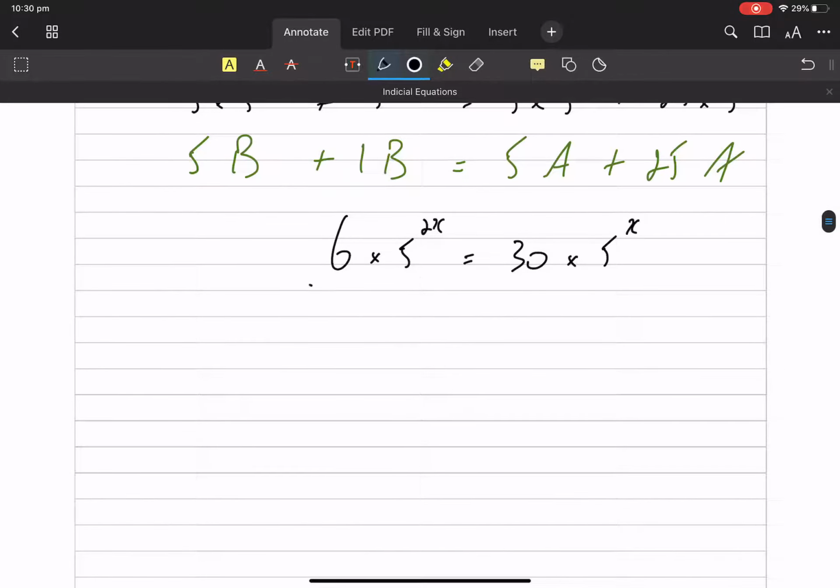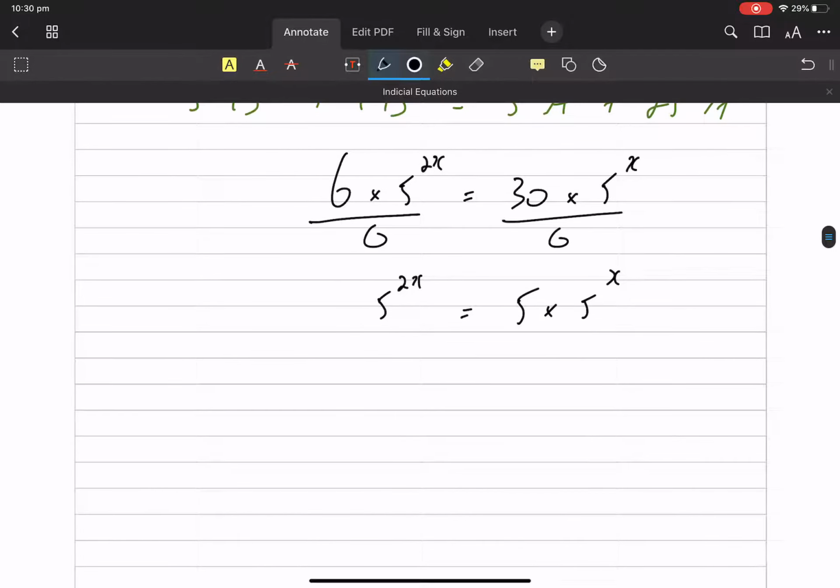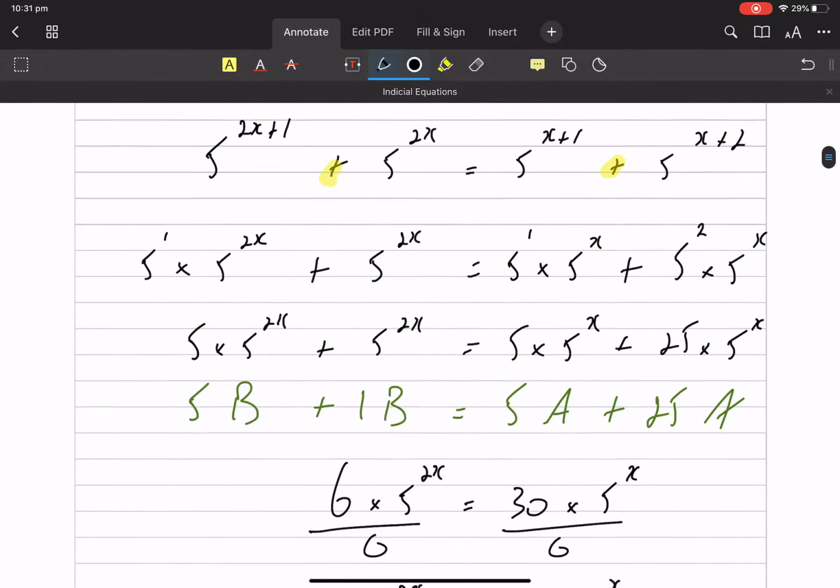I'm going to divide both sides by 6. And then I'm going to divide both sides by 5 to the x. I'm dividing like bases, so I subtract. 5 to the x equals 5, well, that's a power of 1, therefore x equals 1. Nice, hey? Okay.